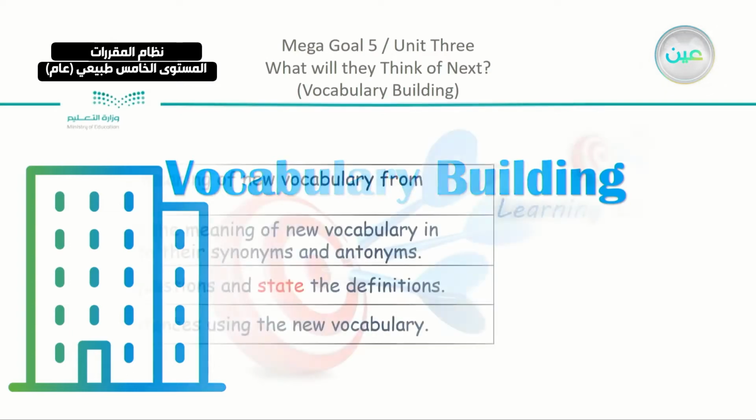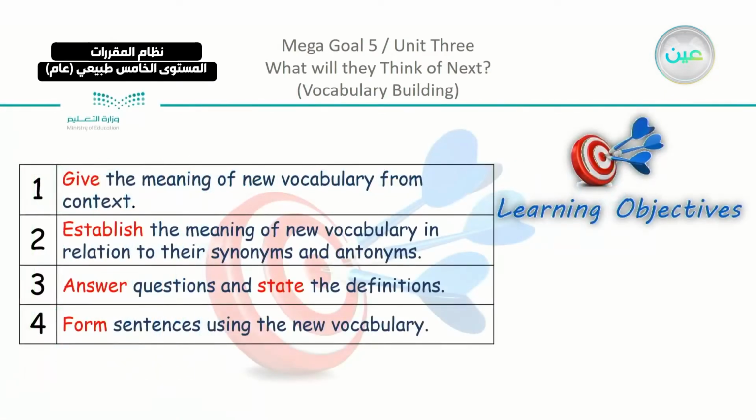Now, going back, we're going to see our objectives. You are going to give the meaning of the new vocabulary from the context. Establish the meaning of new vocabulary in relation to their synonyms and antonyms. Three, to answer questions and state the definitions. And to form sentences using the new vocabulary.